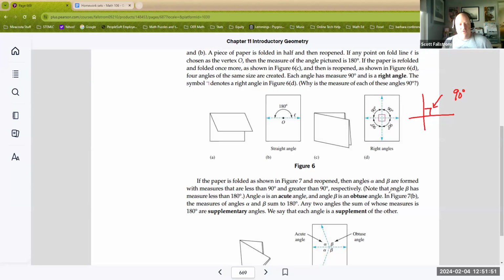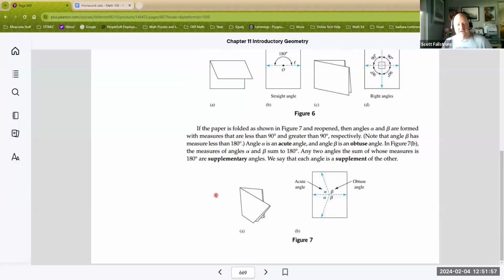Now, if you don't have a 90-degree angle, which would be a right angle, you're going to have something that is bigger than 90 or less than 90. Anything that is less than 90 is known as acute. Anything bigger than 90 is going to be known as obtuse. Right? A couple other pieces here.